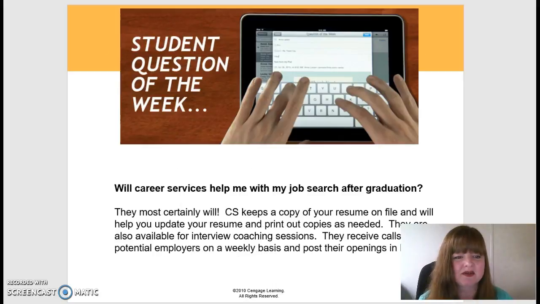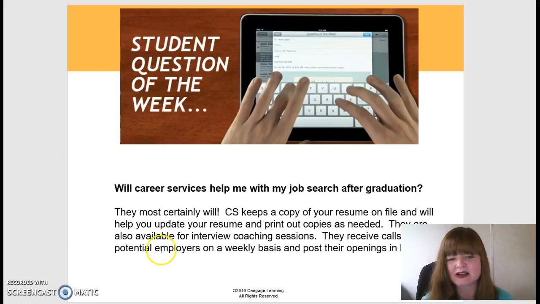Next, we have our student question of the week. Will career services help me with my job search after graduation? They most certainly will. Career services keeps a copy of your resume that you develop in career life development, and they will then update it for you, add some of the skills that you have learned along the way, add new jobs that maybe we need to include as well.